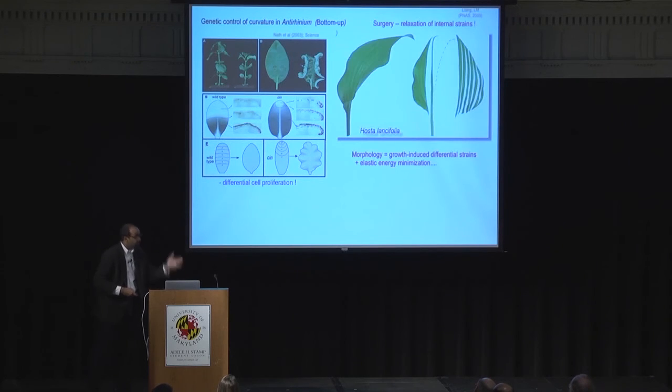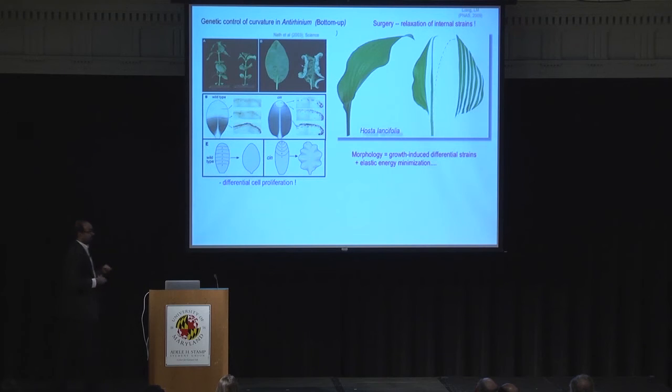Okay, so you have bottom-up and top-down control. You can also do experiments yourself. Nobody complains if you essentially do surgery on plants. So here is a leaf from the Asian lily, which has a beautiful saddle shape, but also has ripples along the edges. You cut away the midrib. The midrib springs back. You cut parallel lines to the midrib, and all those strips essentially straighten out.